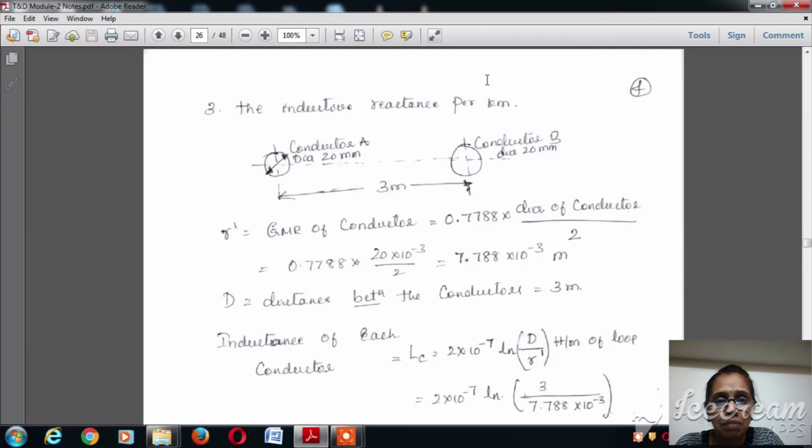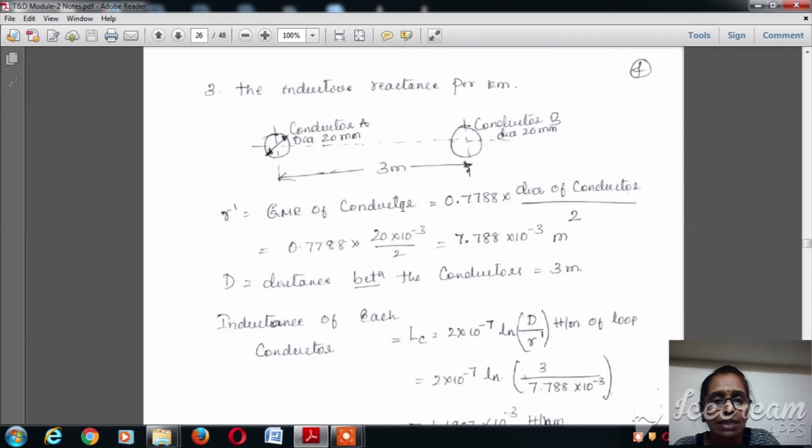In the problem it is given that two conductors are spaced at a distance of 3 meters, and the conductor has a diameter of 20 mm. Conductor A and conductor B are spaced at 3 meters. Now consider the GMR of the conductor.